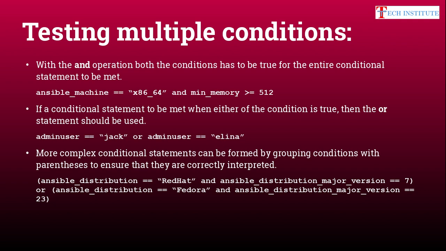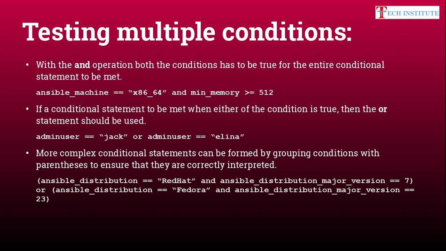Your OS should be Red Hat and version should be 7, or your OS should be Fedora and version should be 23. So in this case you are combining AND and OR. Either condition has to be met: if OS is Red Hat and version is 7, it will run, or if it is Fedora and version is 23, then also it will run.